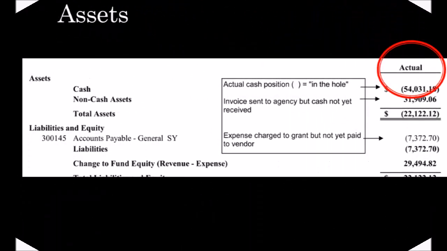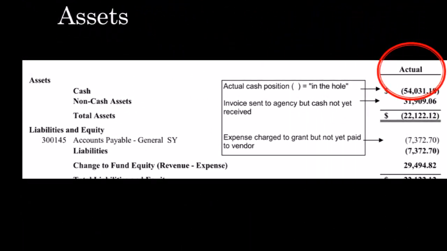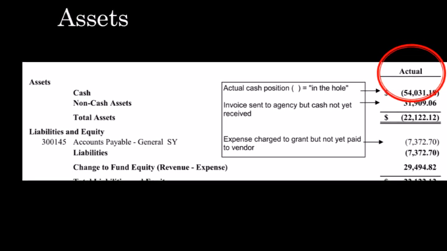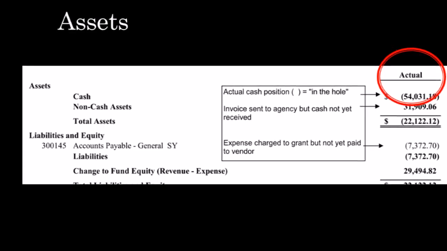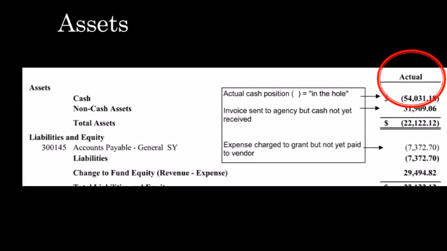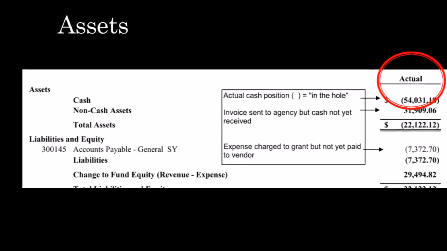The second area that you should review every month is the assets of your award. This area is located directly underneath the header. The column marked Actual on the left-hand side of the screen shows actual cash position for your award.